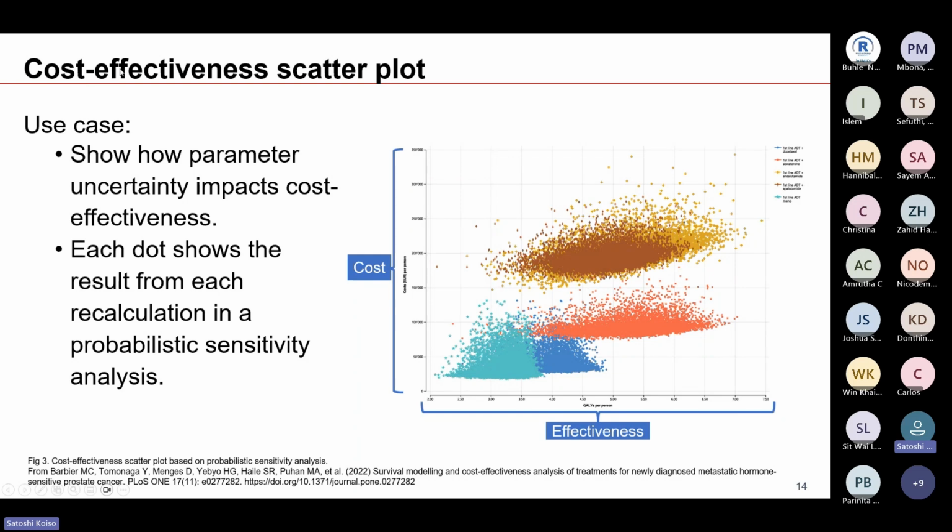So this is a cost-effectiveness scatter plot. You can show how parameter uncertainty impacts cost-effectiveness. Each dot represents the result of each run in PSA. On this graph, effectiveness is on the x-axis and cost is on the y-axis.